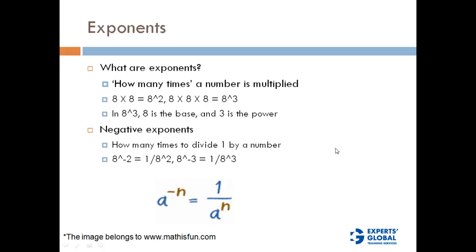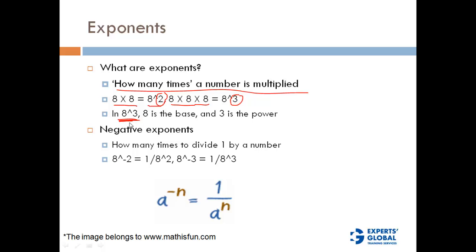So what exactly are exponents? Exponent basically means how many times a number is multiplied with itself. For example, 8 into 8 is equal to 8 square. So this is called an exponent. 8 into 8 into 8 is 8 cube. So 3 is called the exponent.